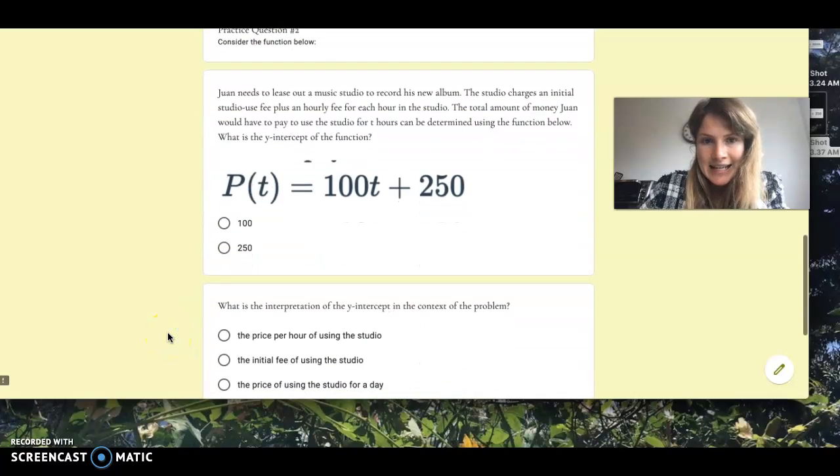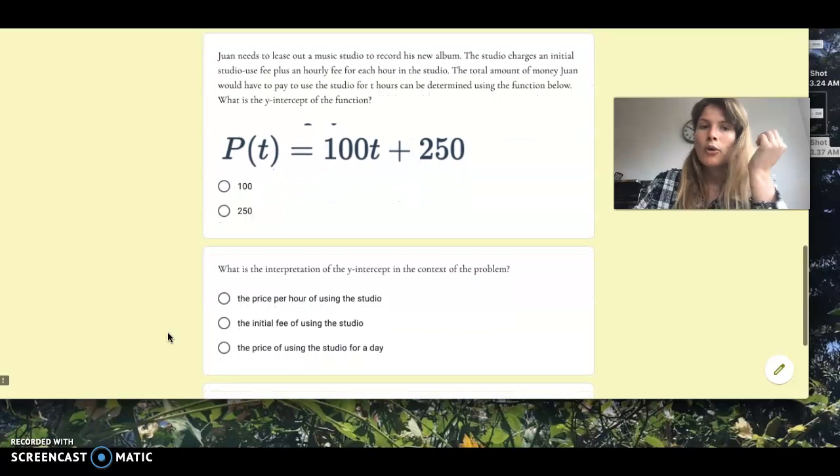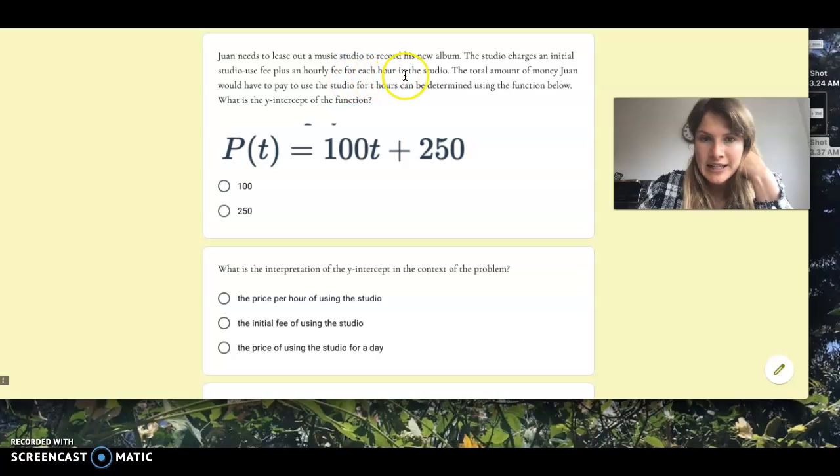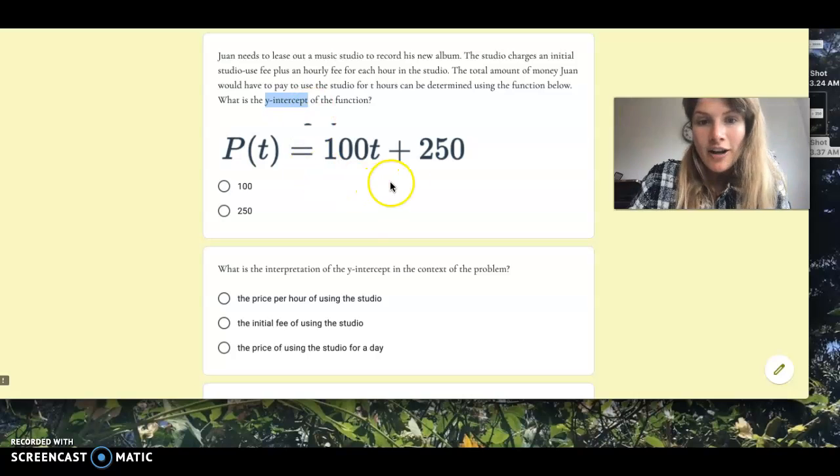Okay, second question. Juan needs to lease out a music studio to record his new album. The studio charges an initial studio use fee plus an hourly fee for each hour in the studio. The total amount of money Juan would have to pay to use the studio for T hours can be determined using the function below. And for this question, we're looking at the y-intercept, which will be the number not next to the variable. The constant is the y-intercept, so it'll be 250.